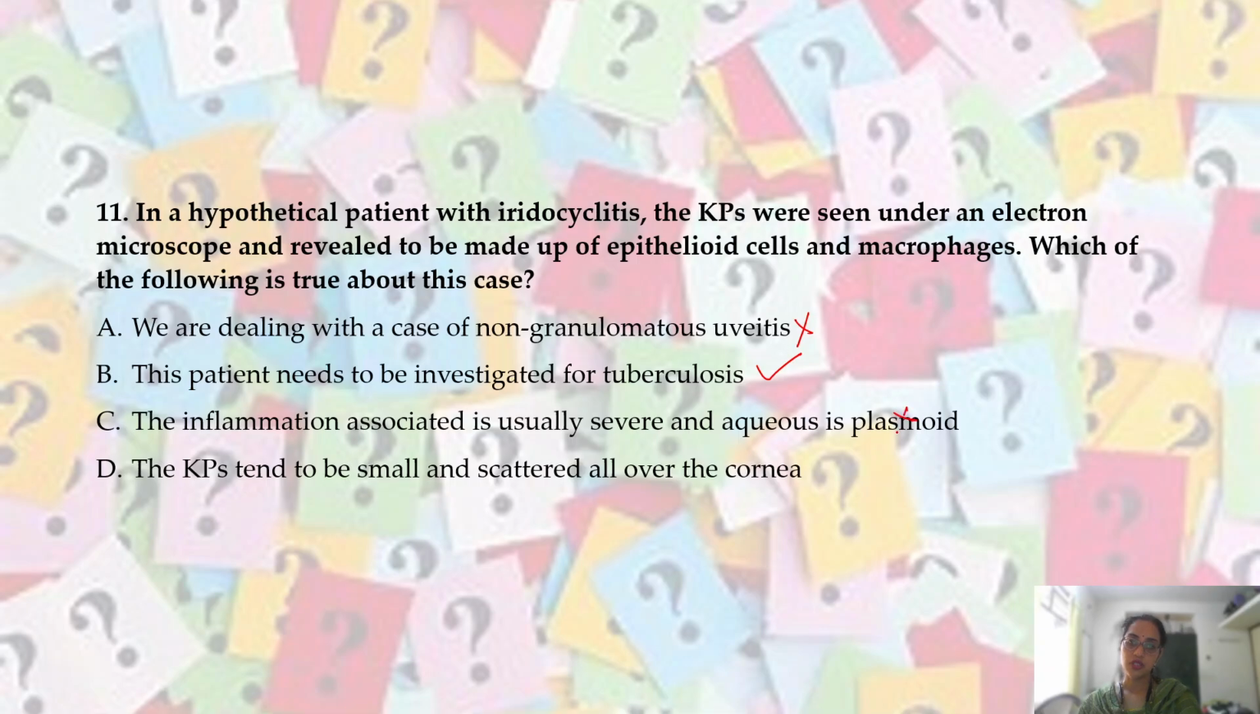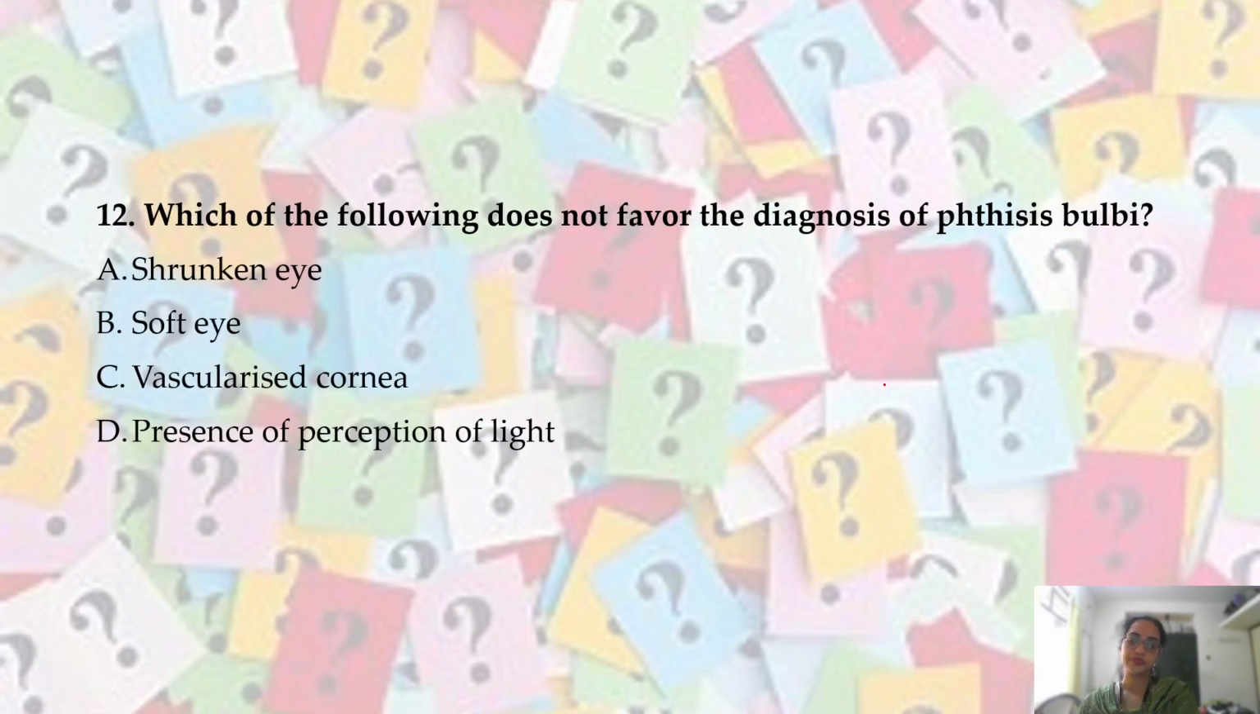So this is wrong. The KPs tend to be small and scattered all over the cornea. No, see, mutton fat KPs are usually large and lardaceous and seen more in the inferior aspect of the cornea within the Arlt's triangle. So the right answer here is B.